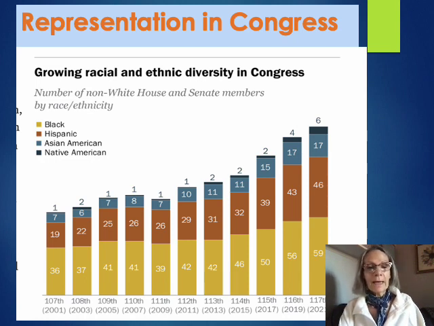Where we see a big lag is that even though we do see an increase in the number of Latino representatives in Congress, Latinos make up a larger portion of the U.S. population, 18%, and in the House, only 10% of the House is Latino and 5% in the Senate. So again, increasing diversity, but still gaps to be closed.